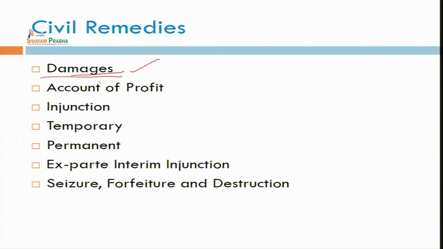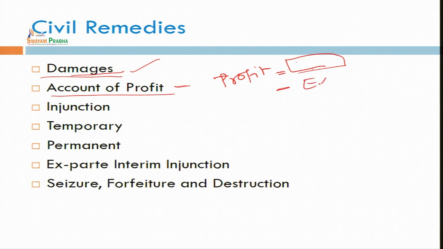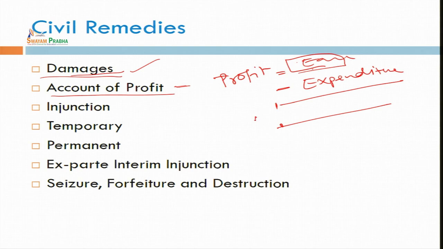Now, the second remedy is account of profit. Account of profit is different from damages, where the defendant is taking profit, and the profit can be calculated from what he has earned minus expenditure. So, the whole earning minus expenditure, the absolute profit he has taken, for that the plaintiff can claim that profit also from the defendant.